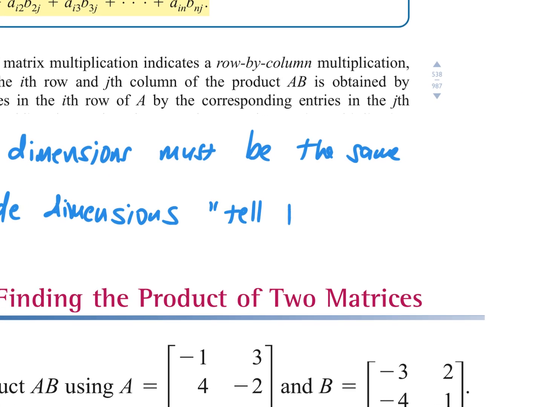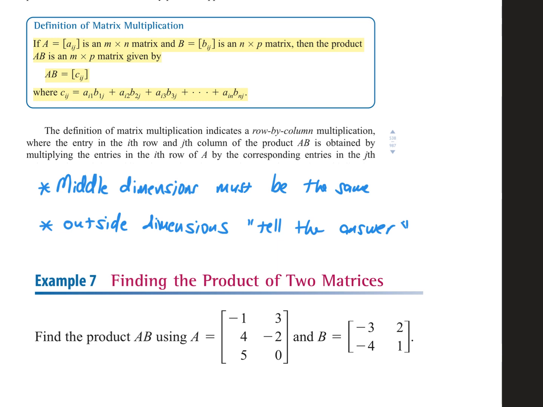Tell the answer, we'll say. And again, this will make sense in a second. So with adding and subtracting, the dimensions have to be exactly the same. In multiplication, the middle dimensions have to be the same, and the outside dimensions tell you the answer. I'm going to go with 2 examples here, and after I do it, you guys should be okay.